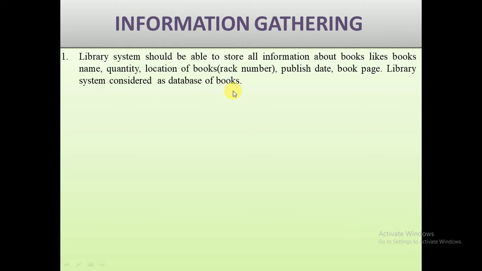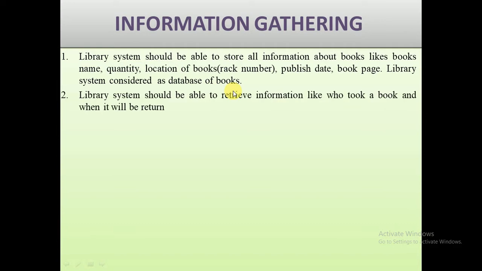The library system is considered as a database, because you know what a database is. A database is an organized collection of data, simple, and our library system is also an organized collection of book data, so these are the same thing. Now move to the second point. The library system should be able to retrieve all information, like who took a book and when it will be returned, so these things help us to maintain records.